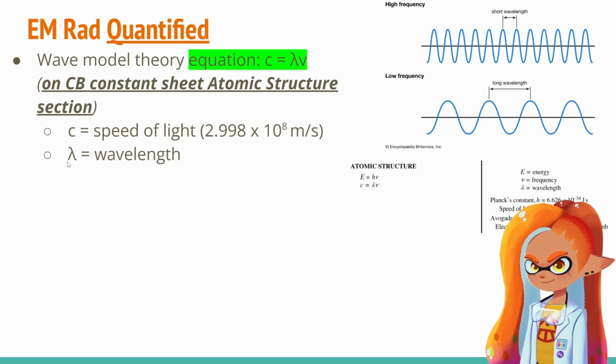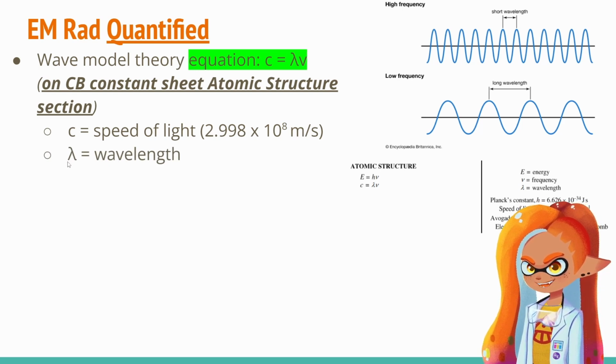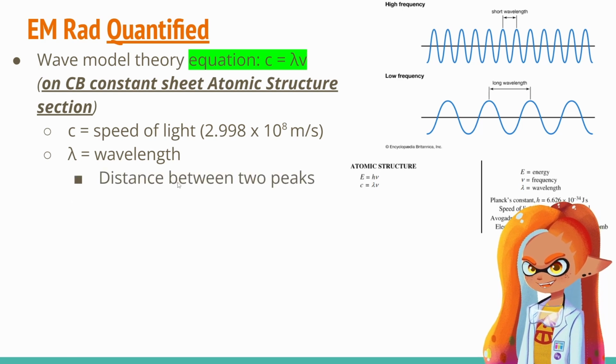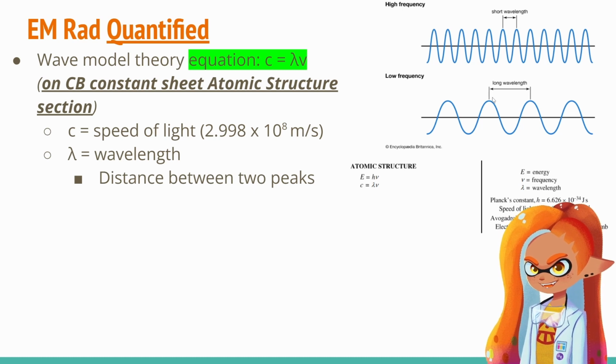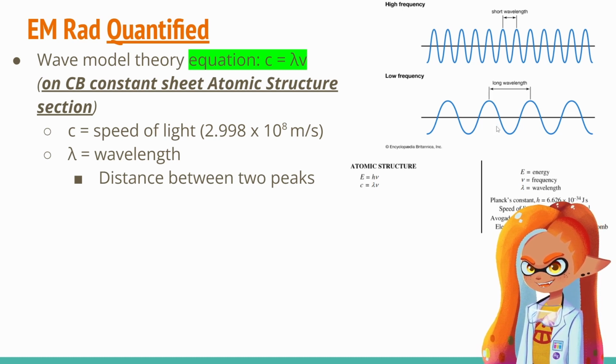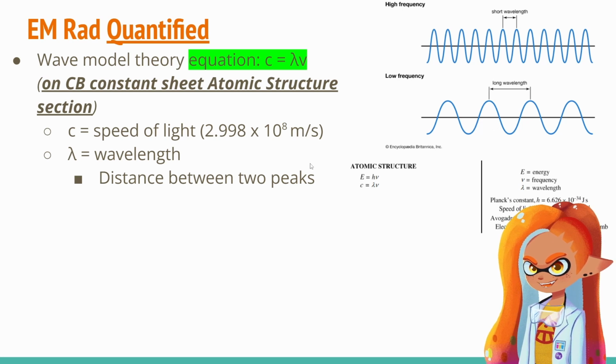And then we have this symbol. This is lambda, and lambda is represented by wavelength. Now, reminder, it is the distance between the two peaks. I like to use peaks, even though I mentioned earlier it can be any part of the wave, just because it's easier to remember: just go through the two peaks. But again, you do it how you want to do it.